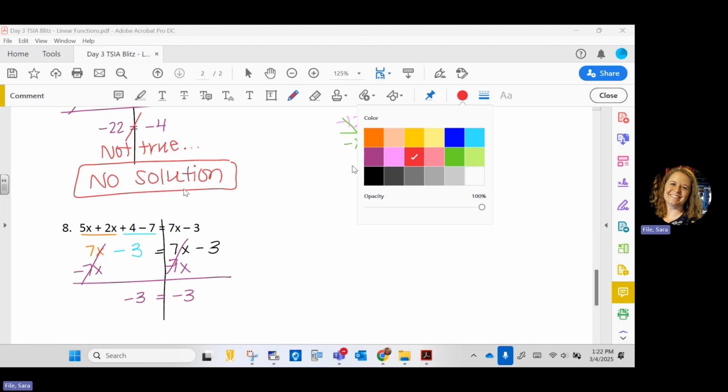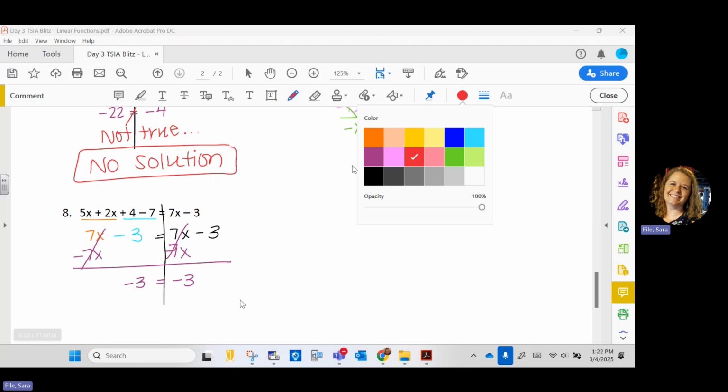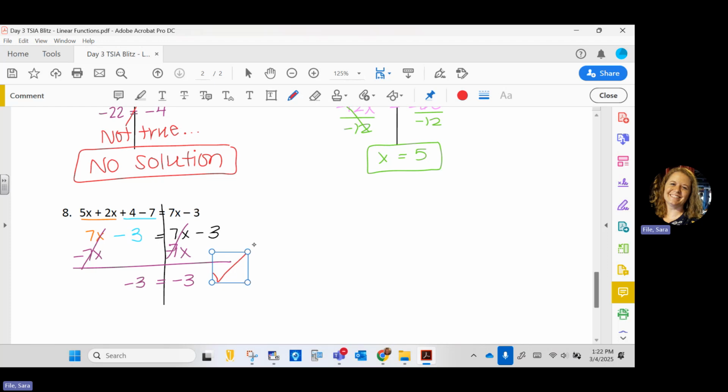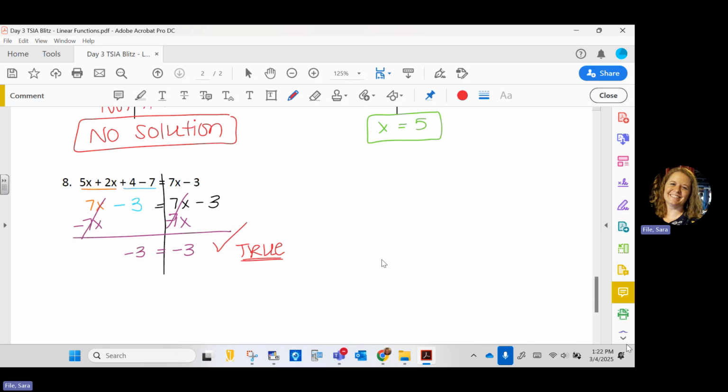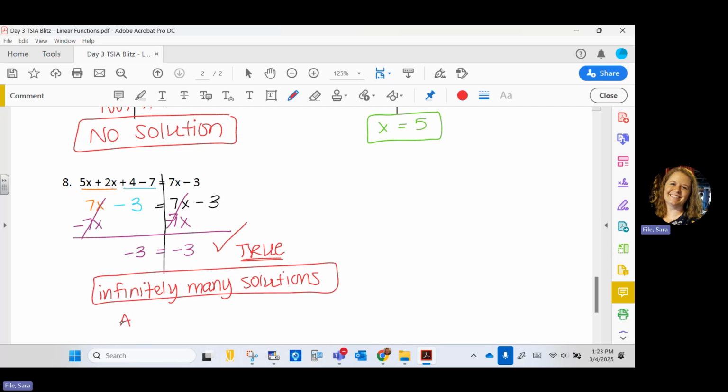So this time, our x's canceled, and we're left with a statement, and this time, it's true. So instead of no solution, there are infinitely many solutions. You can plug in any value, any real number, and it's a solution. Okay, so maybe you would write that as all real numbers are solutions.